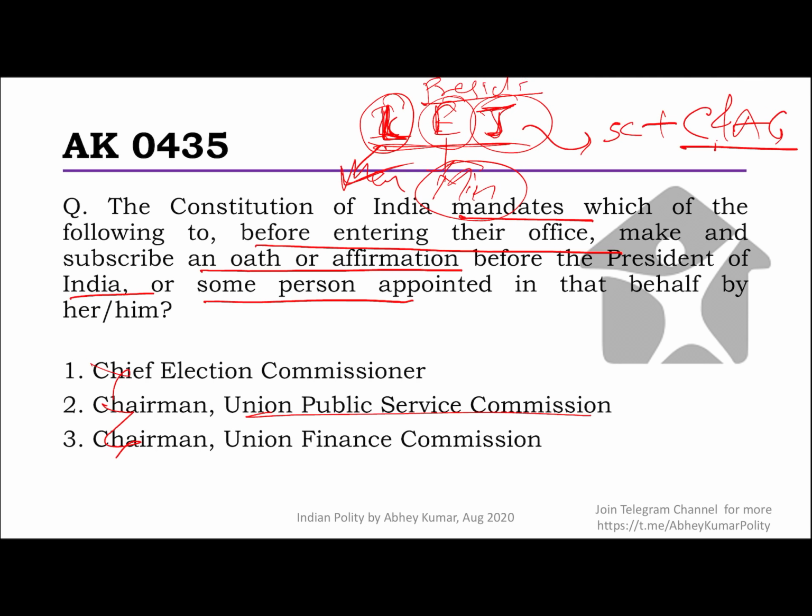The CAG's oath is also to be administered by the President. Other than that, there is no other oath in the Constitution which the President has to administer outside the legislature, executive, judiciary and the CAG. So for all of these, there is no specific provision for any kind of oath. There is no oath prescribed in the Constitution for them either.